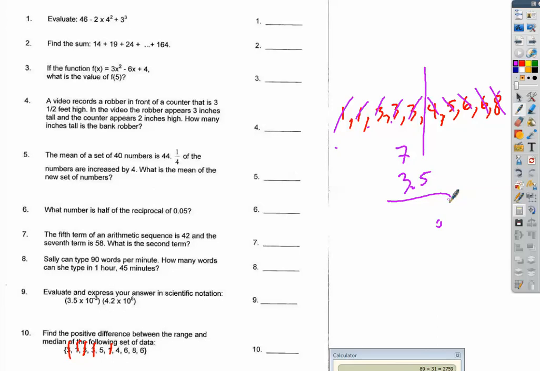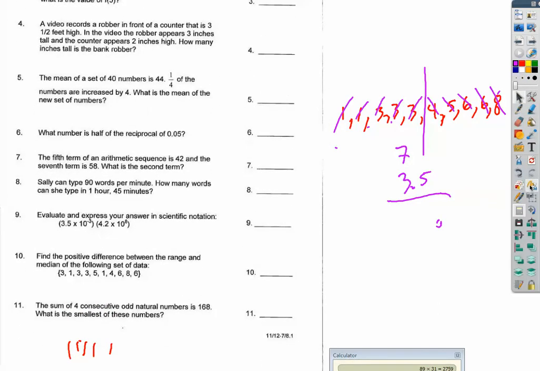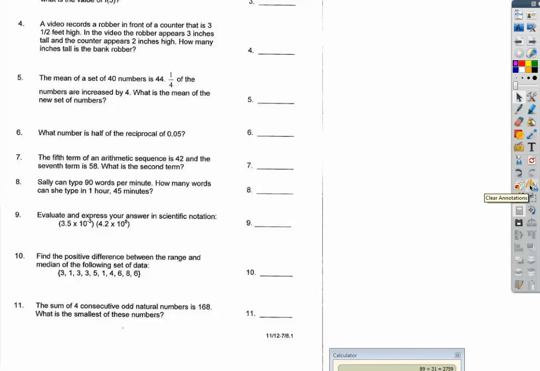All right. Number 11. The sum of 4 consecutive odd natural numbers is 168. What is the smallest of those numbers? So the smallest number is going to be x. And these are odd numbers, right? So the next odd number is going to be 2 more than my first odd number, right? So that's going to be x plus 2. What's my next odd number?